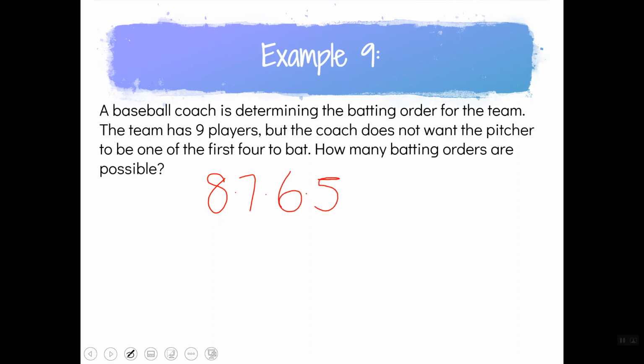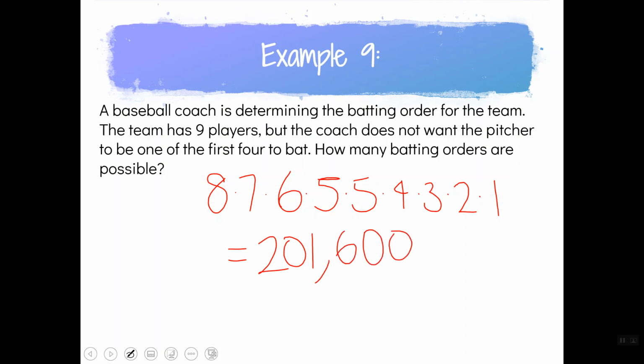Oh, the first 4 are up, so now he can throw the pitcher back in. 1 less, 1 less, 1 less, and 1 less. And you could count and say, oh, 1, 2, 3, 4, 5, 6, 7, 8, 9. Yep, I have the same number of numbers as I do players. When I do this, I get 201,600.